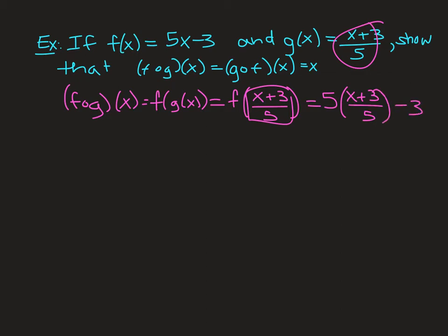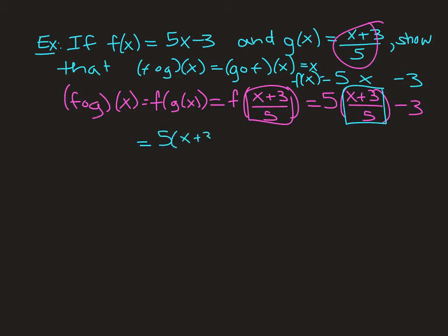Basically what I did here was I took what I knew was f of x. I knew f of x was 5x minus 3. I plugged in the (x plus 3) over 5 for x. So now I'm going to simplify this out. When I simplify that, actually I have 5.